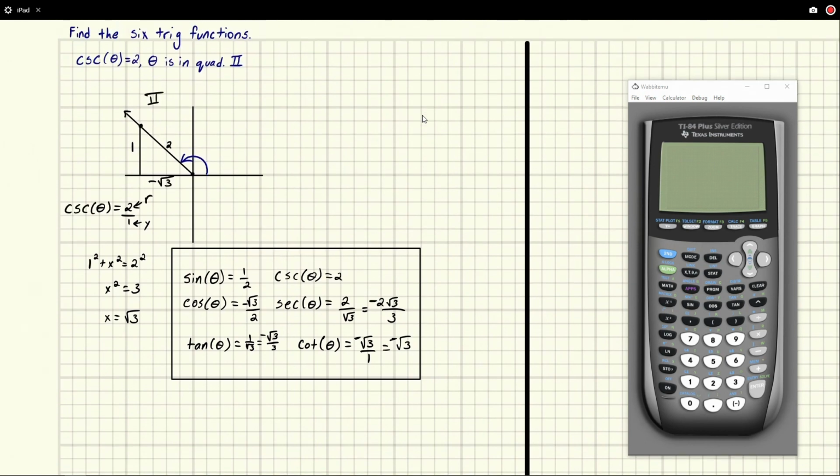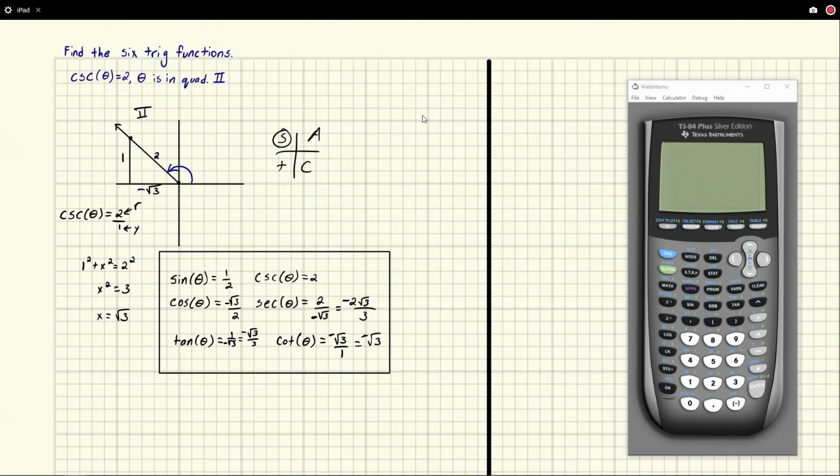Because the only thing that's positive here, well, first, the main reason is because we moved in the negative x direction. But you can also remember All Students Take Calculus. And so only sine and cosecant are positive in quad 2. So that means that these other 4 have all got to be negative. So we got negative, negative. I should put a negative here and a negative here. So, yep, that's an easy mistake to make.